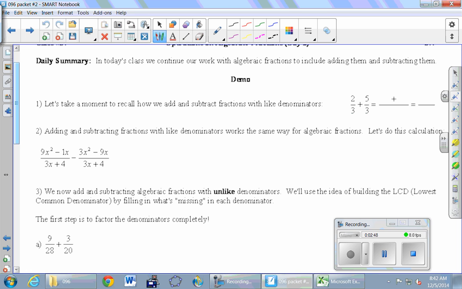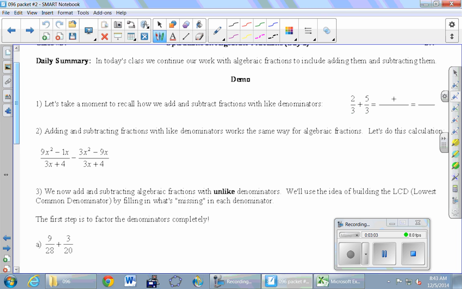Okay, so here's an example. And just to refresh our memories, last class we talked about taking algebraic fractions and simplifying them. And we also talked about multiplying and dividing them. Today we'll talk about addition and subtraction, which surprisingly is harder than multiplying and dividing.